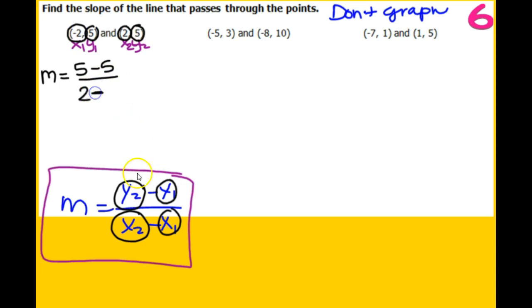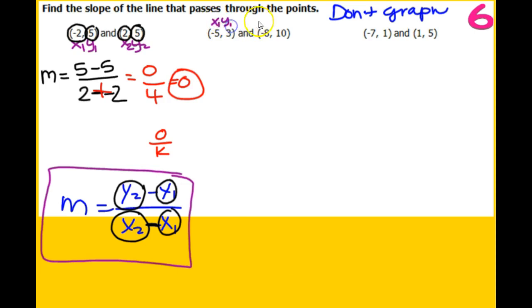So this minus came from the equation right here. This negative comes from the 2. So those two negatives next to each other make a positive. 5 minus 5 is 0. 2 plus 2 is 4. 0 divided by anything is just 0. This one is okay. If it's okay, it's just 0. Let's try the next one.